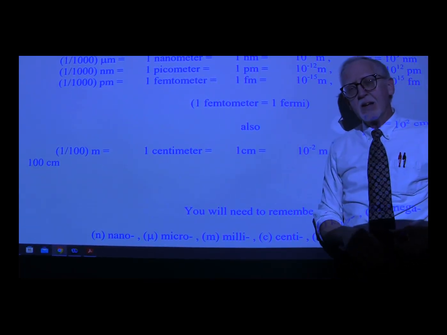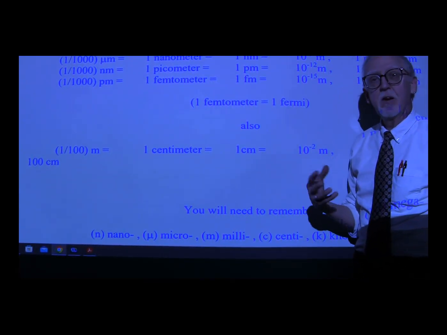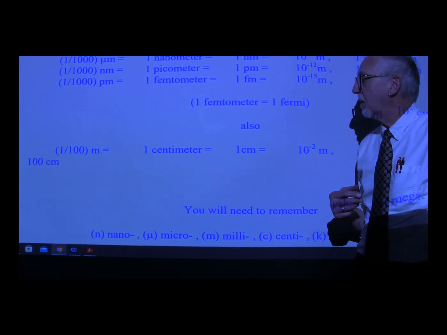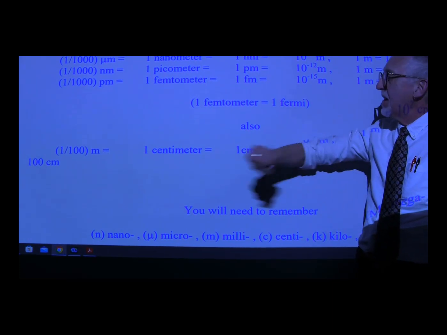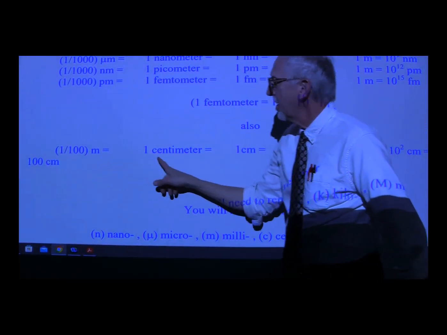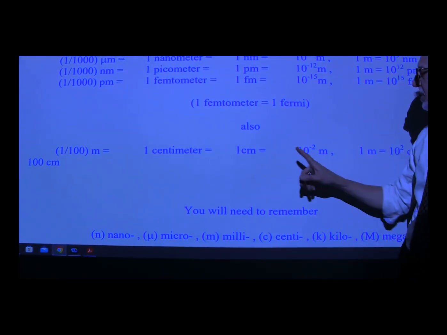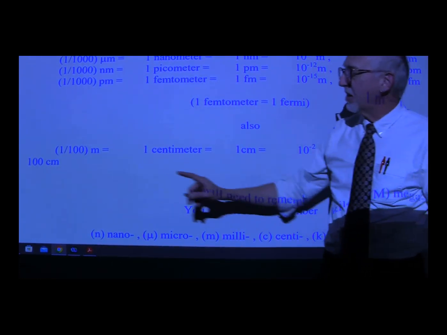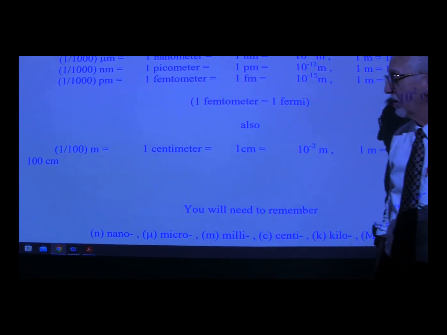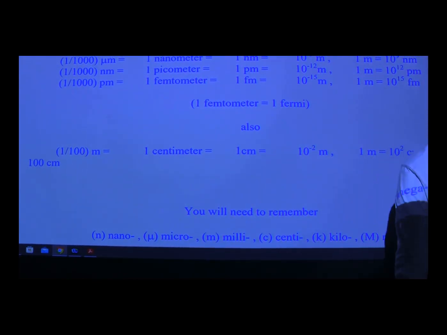There's one other unit I'd like you to remember, and that's just because it's very ubiquitous. It comes up a lot, but it doesn't follow the same pattern of thousandths. And that is 100th of a meter, and that is a centimeter. So 1 centimeter is 10 to the minus 2 meters, or 1 meter is 10 to the 2 centimeters, or 100 centimeters.